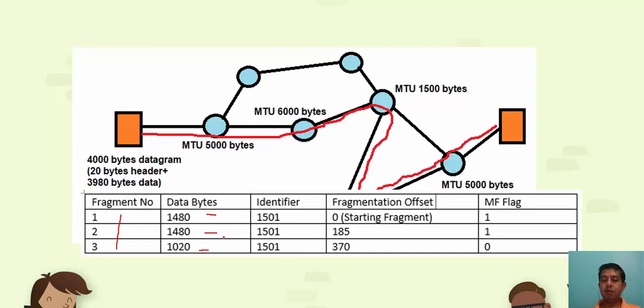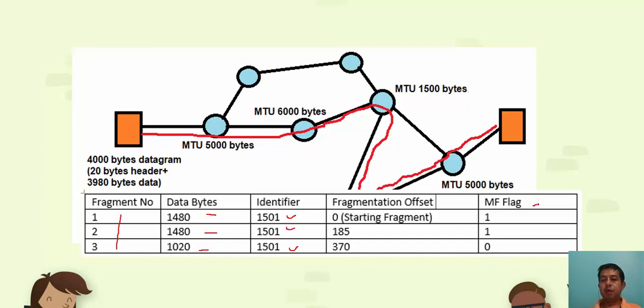Now remember, all these three fragments should have the same identifier. Assume that the identifier is 1501. It can be anything, but assume it is 1501. This identifier will be used in all these fragments. By looking at this identifier, the receiver side will understand that all these fragments belong to the same original datagram.